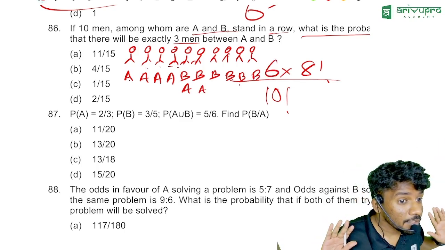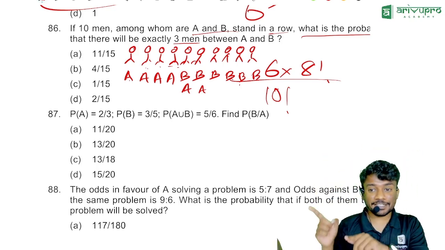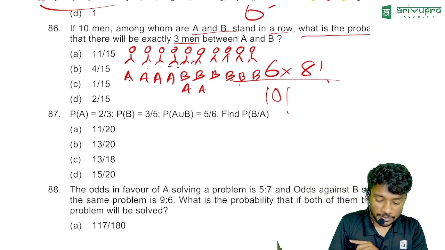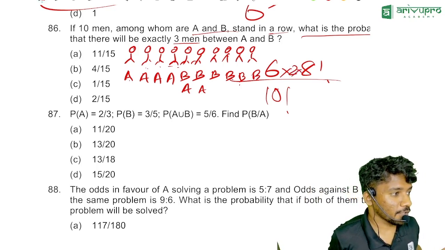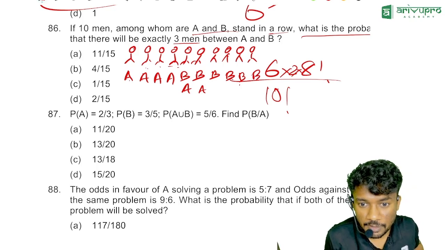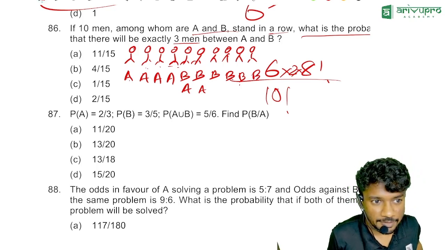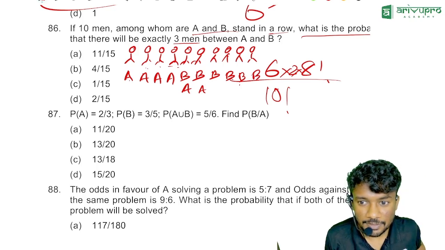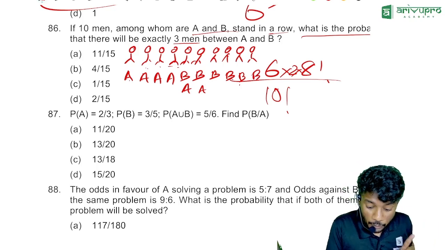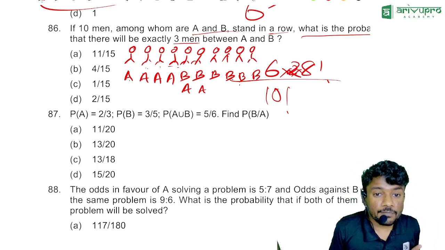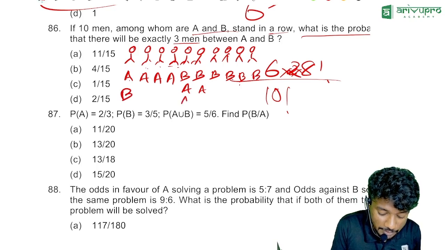Is that it? What if B was sitting in this position and A was sitting there? So into 2. 6 into 2 into 8 factorial divided by 10 factorial. Got the idea? Very good question. Hopefully it will come for the exam. Did you understand it? Got the point? Any doubt? Do you understand why there is a 2? Because sometimes B will be sitting in this position and A in that position.